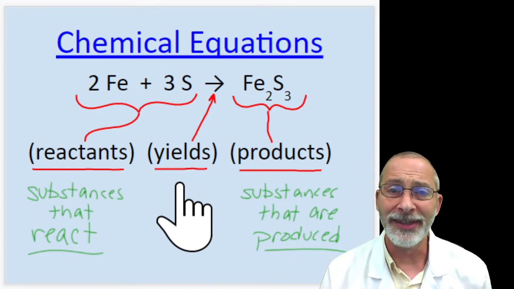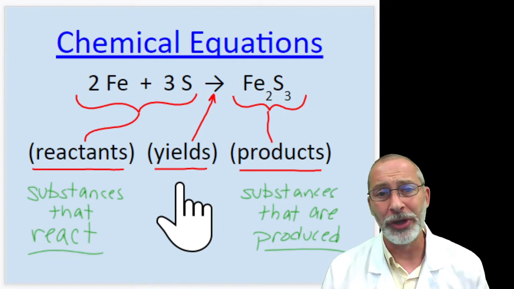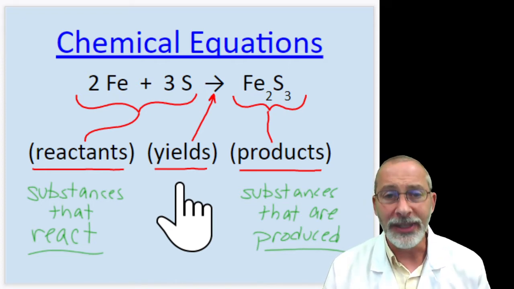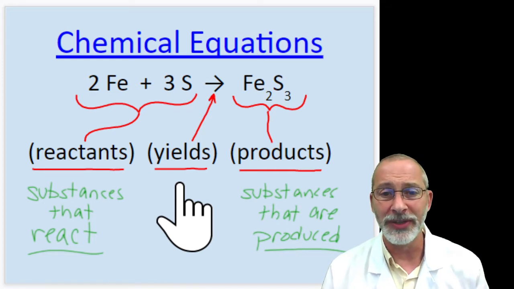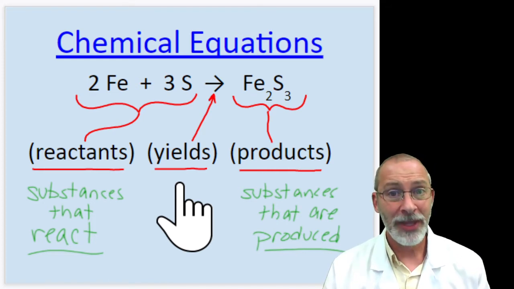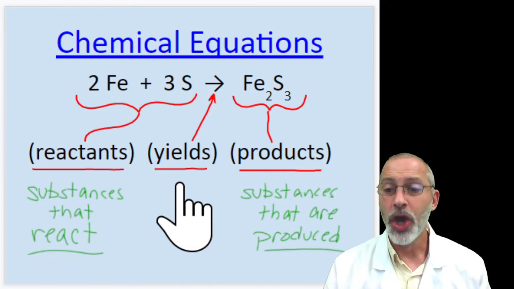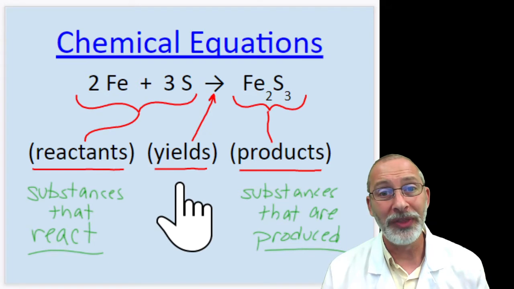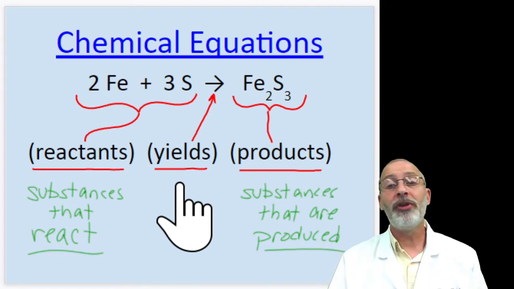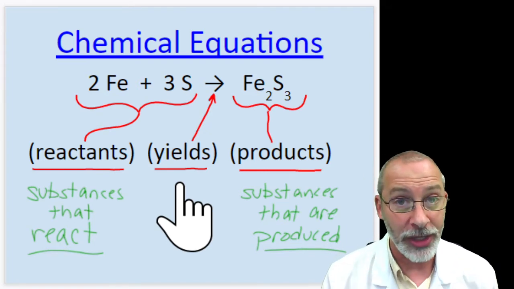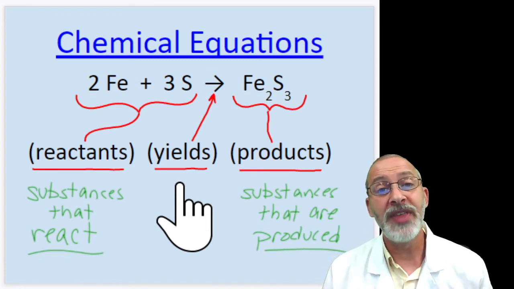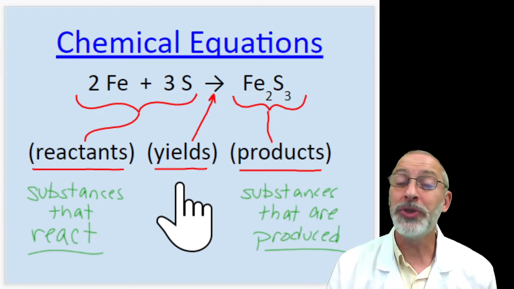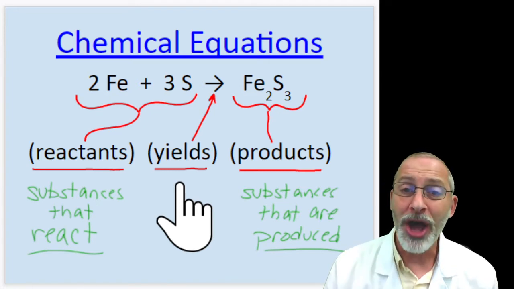And boy, isn't that kind of a simple way of referring to it. Sometimes scientists just find very easy ways of referring to things. So reactants refer to the substances that react with one another. Substances that react are called the reactants. Over on the other side of the chemical equation are the substances that are produced. And those substances that are produced are called the products.